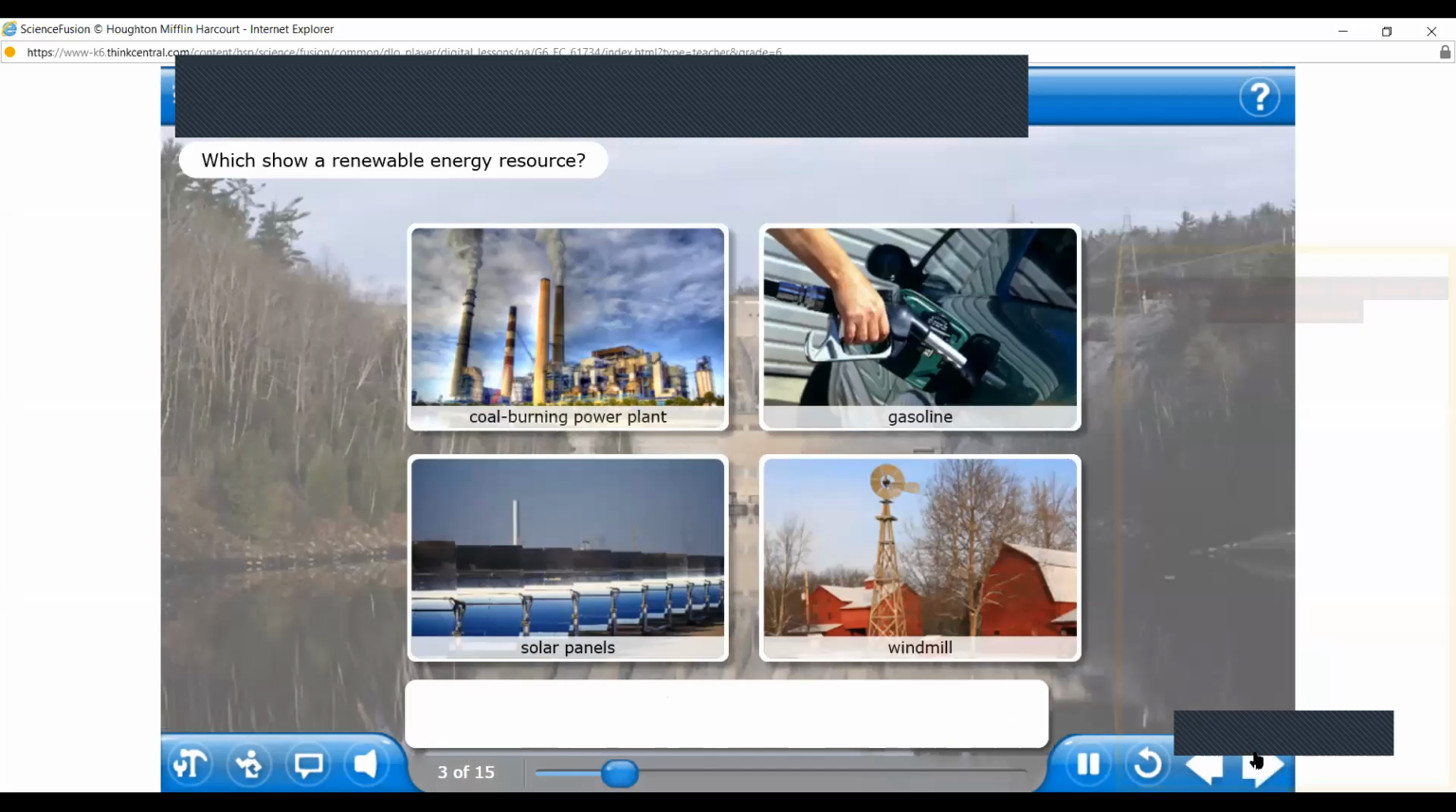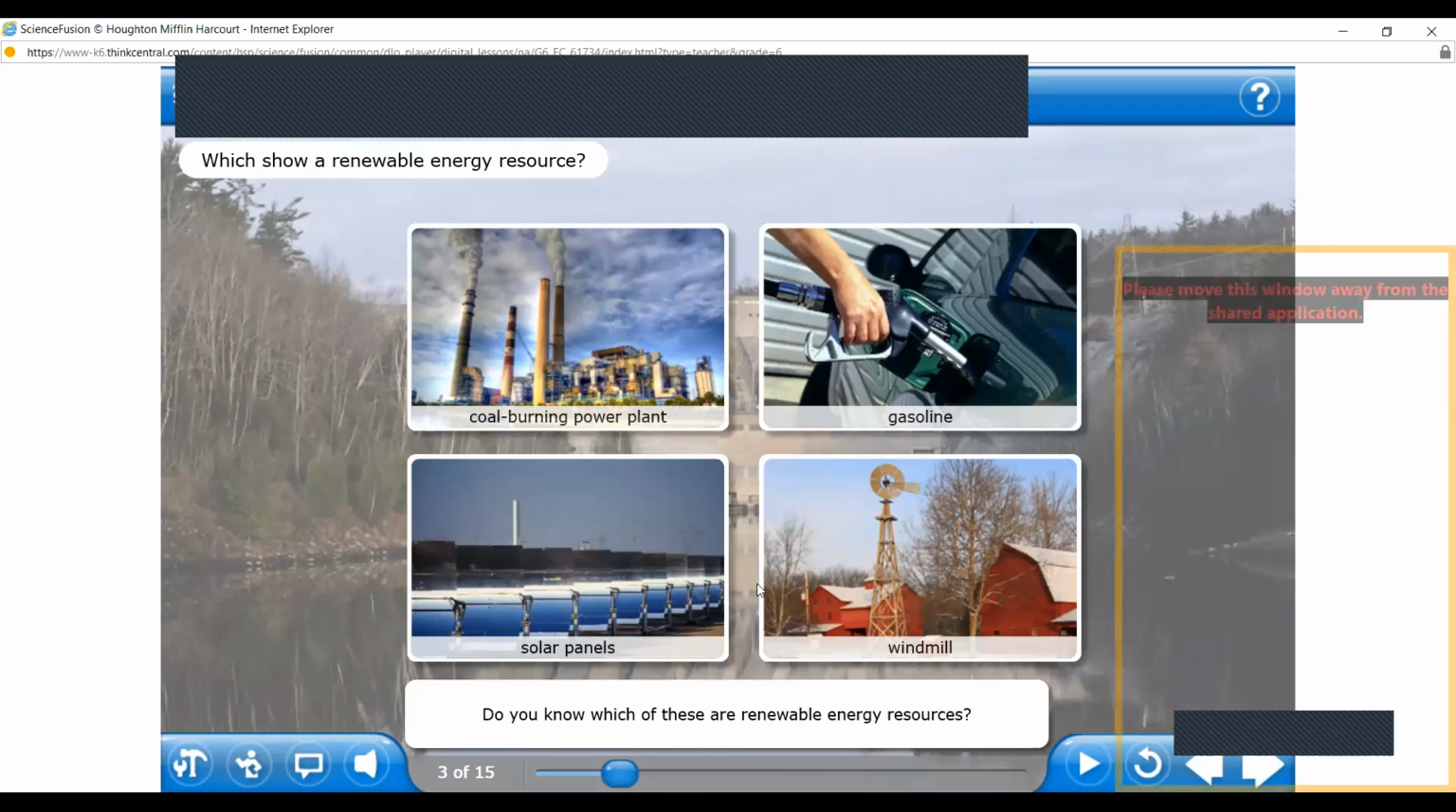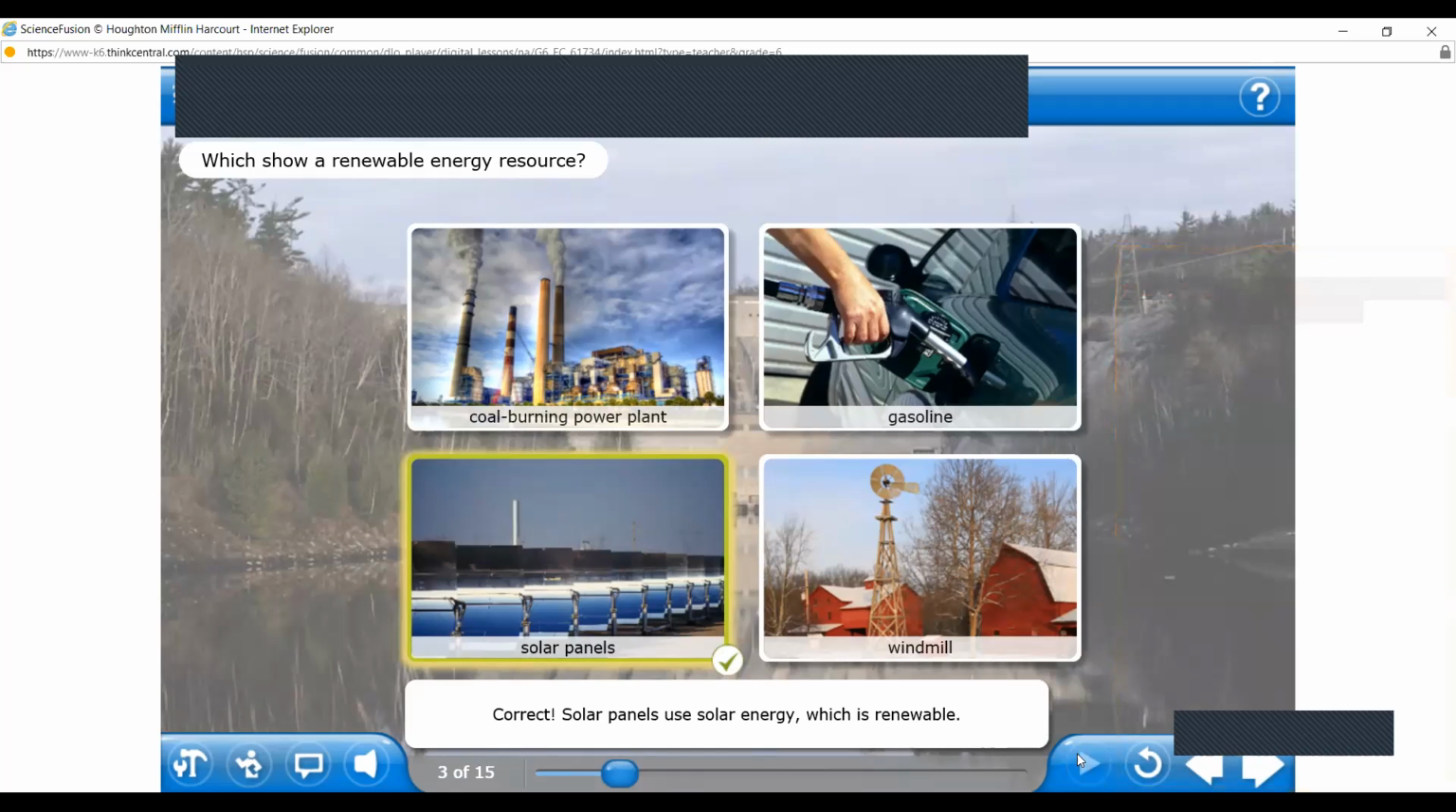Do you know which of these are renewable energy resources? We have to continue from this, right? Because yesterday we watched our video till here. So which shows a renewable energy resource? Look at the picture. Windmill. Solar panel. Solar panel, who's saying that? Good, good. We have solar panels because it is from the sun. Very good. Correct. Solar panels use solar energy, which is renewable. Okay, windmill.